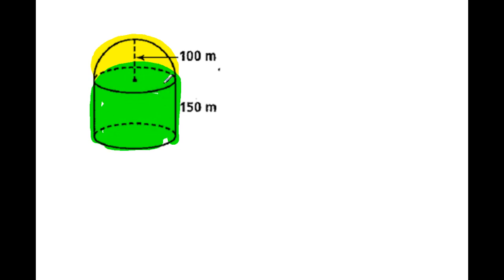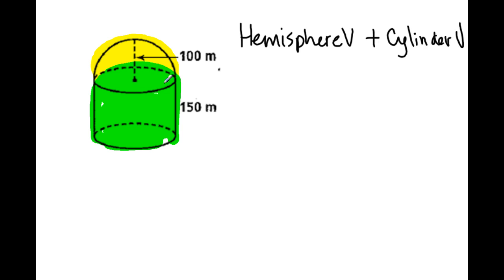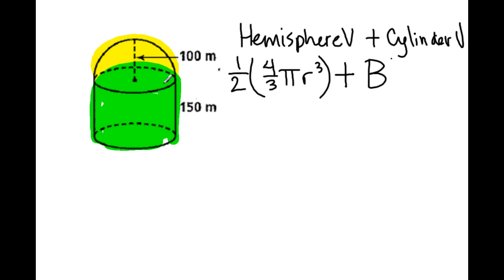Okay, so I'm going to set up my work nice and pretty. I'm going to take my hemisphere volume plus my cylinder volume. Hemisphere, I know that I have to take half of a sphere. The cylinder is going to be base times height, but I know that base is going to be pi r squared because the base is a circle. So then I can fill in my numbers.